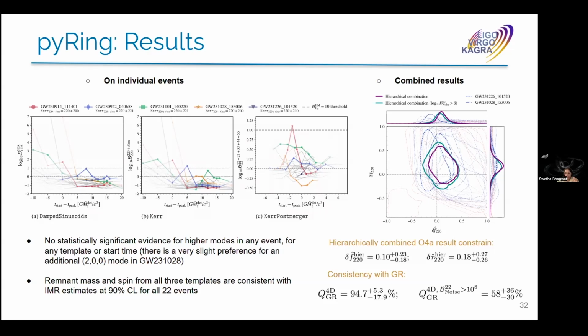We use a curved post-merger template here. So there's an additional fractional deviation of frequency F220 and damping time tau220 from the GR prediction. So when you hierarchically combine all O4A events, we get the purple contour. Both parameter deviations are consistent with GR to 90% credibility and contain 0,0 within the contour, though there's a slight preference towards a positive shift for the damping time deviation.